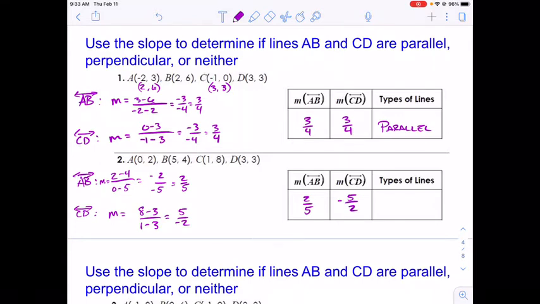So are these negative reciprocals? Yes, they are. They're reciprocals of each other. One's positive, one's negative, so that means that these lines are perpendicular.